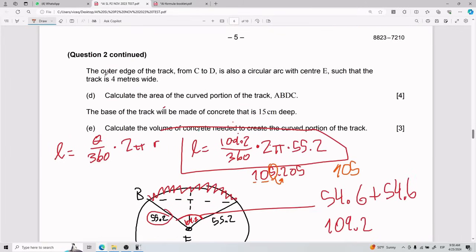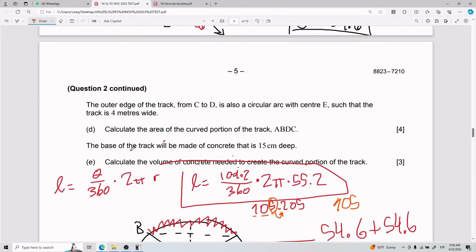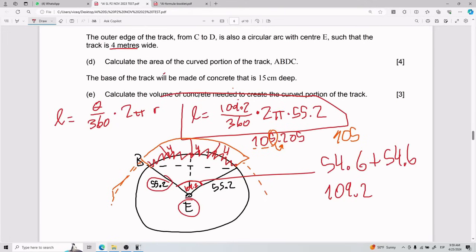Later on, they tell us that the outer edge of the track from C to D is also a circular arc with center E, such that the track is 4 meters wide. Now careful, what we just found was the arc that I put in red. And technically in this exercise, you also have the outer arc, right? And then here you have your track, here's the outer arc, here you have your track. Okay, sure. And so what they're telling you is that this is 4 meters wide. So from here to here is 4. From here to here is 4. From here to here is 4. Okay, and it also has center E.